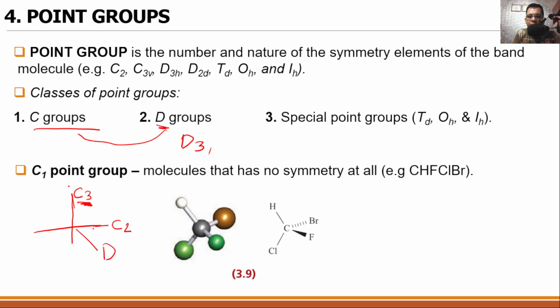Pero kung halimbawa meron tayong C2 axis, C3 axis, and we also have a C4 axis for example, kukunin natin yung principal axis or the highest axis of rotation that occurs in a molecule. Okay? And we have special groups for Td, octahedral, tetrahedral, and icosahedral. This is only possible if and only if they only contain one type of bonded atoms.